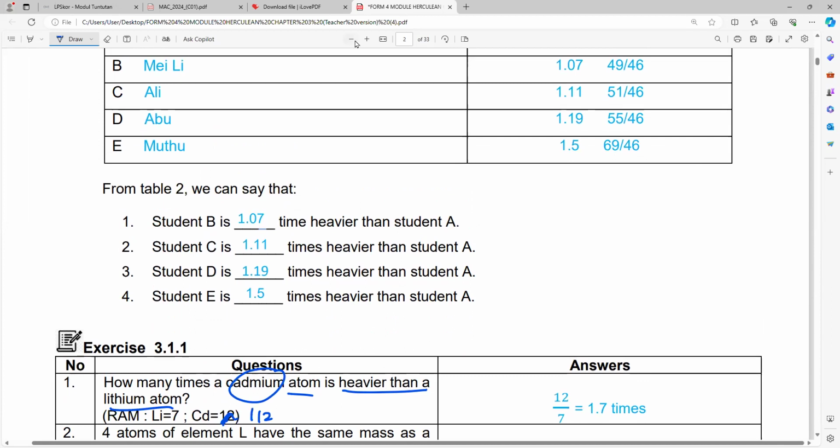Am I sharing screen with you? Thank you. All right. So how many times is a cadmium heavier than a lithium? So simple. Cadmium 112, lithium 7. I divide 112 by 7. I get 16 times. So the next 4 questions are no-brainer, very simple questions.